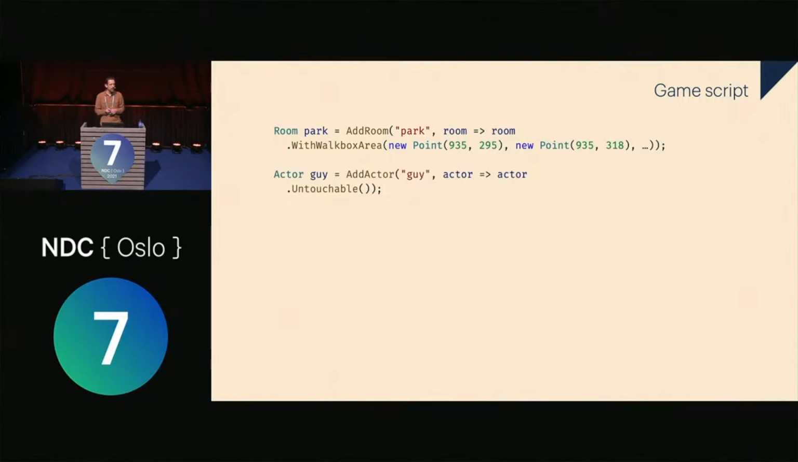Now, in the same way, I can add actors to the game. So here I'm adding the main actor, Guy, and I make him untouchable because I don't want you to be able to click on the main character because you are the main character.